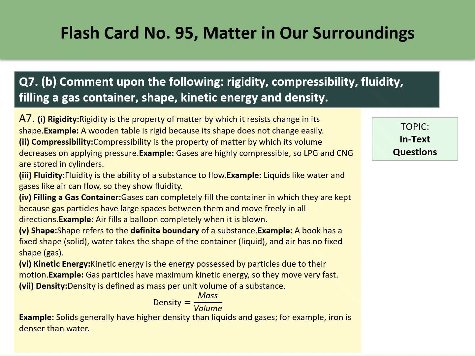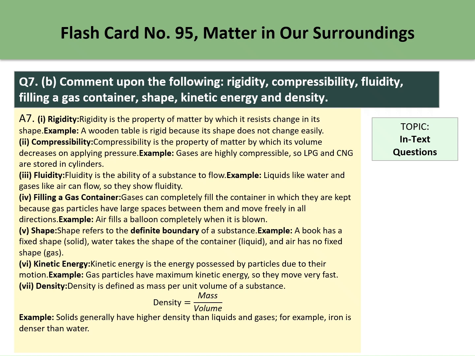Fluidity. Fluidity is the ability of a substance to flow. Example, liquids like water and gases like air can flow, so they show fluidity. Filling a gas container. Gases can completely fill the container in which they are kept because the gas particles have large space between them and move freely in all directions. Example, air fills a balloon completely when it's blown. Shape. Shape refers to the definite boundary of a substance. Example, a book has a fixed shape, water takes the shape of its container and air has no fixed shape.